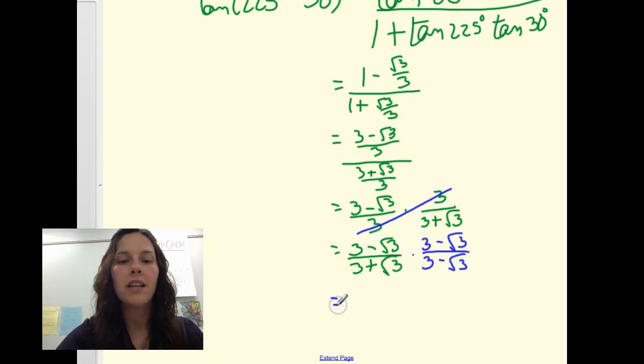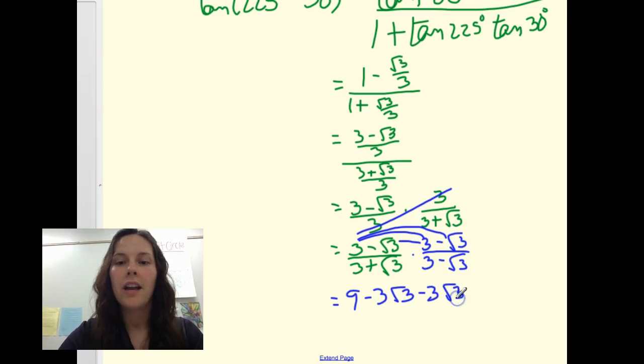When we multiply in the numerator, we're going to have to FOIL. So we've got 3 times 3, minus 3 root 3, minus 3 root 3. And then the root 3 times itself, the square roots essentially cancel, leaving us with 3. In the denominator, multiplying those conjugates, it simplifies quite a bit more nicely.